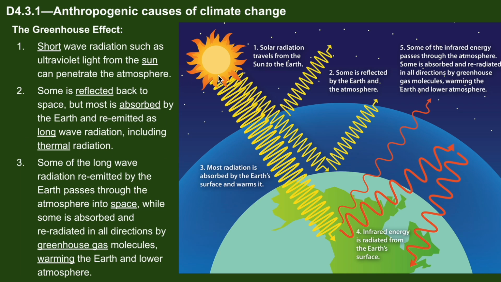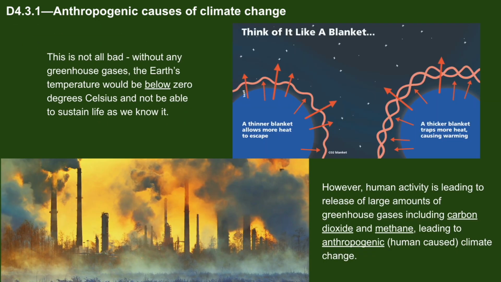And you need to remember that short wave high energy rays are coming in, reflected as long wave low energy, which then get trapped by the greenhouse gases in the atmosphere. Now this isn't all bad. If we didn't have any greenhouse gases, the planet would be too cold to support life. And so we want just the right amount of greenhouse gases, like the Goldilocks zone of greenhouse gases.